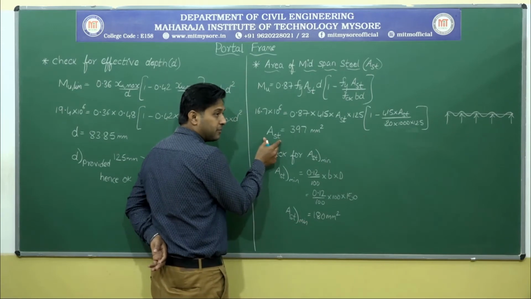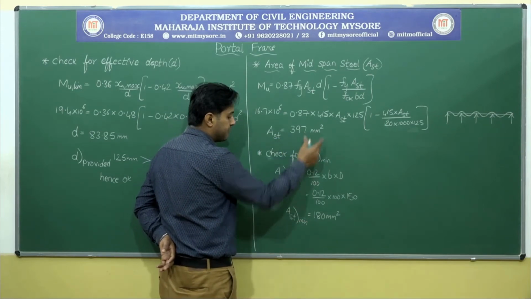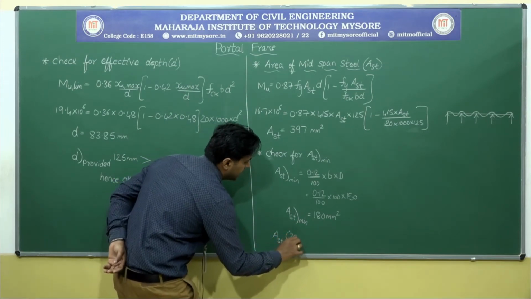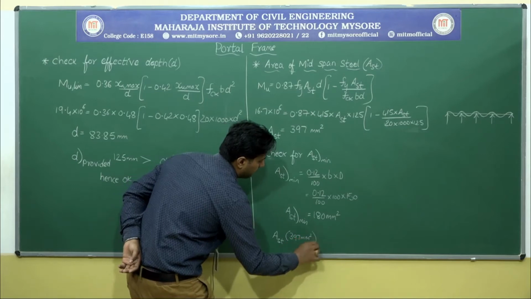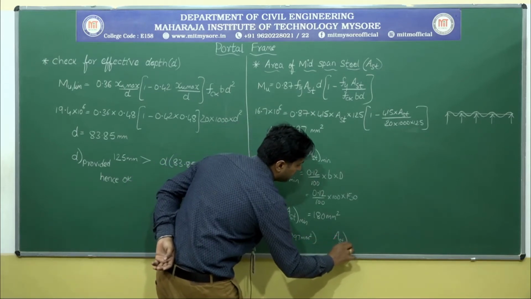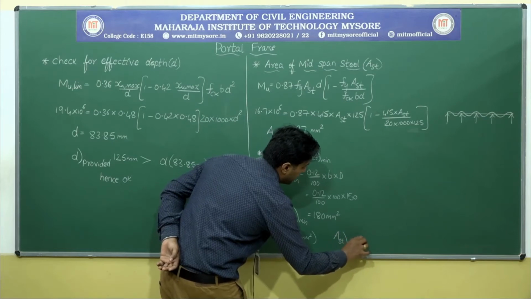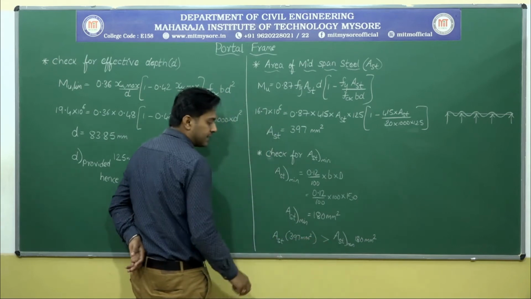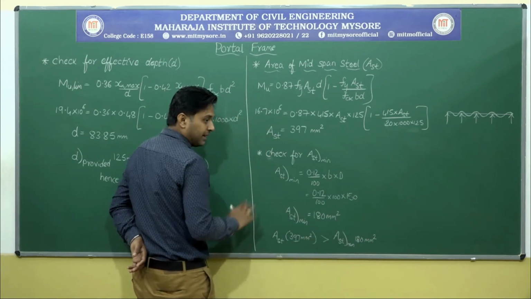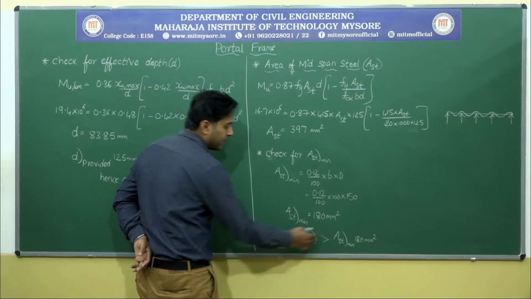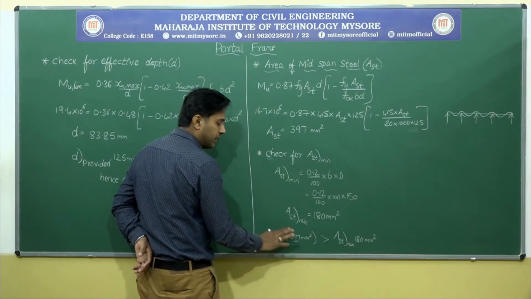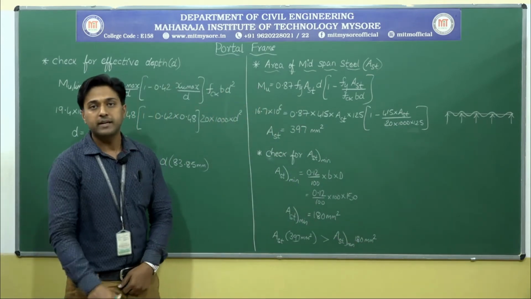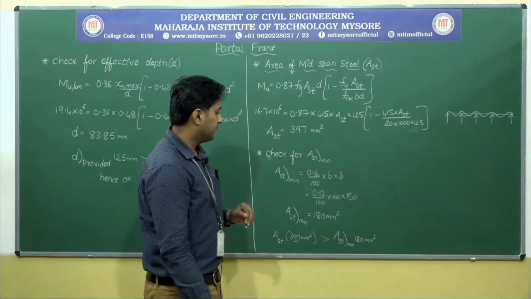Now let me compare this and this. What is the Ast that we have provided? It's 397 mm square. Ast minimum as per code is 180 mm square. So Ast is greater than Ast minimum, so I can go with this. If by chance the Ast that we have provided is less than this Ast minimum, then I need to go with Ast minimum. Code suggests that minimum there should be that much amount of steel.